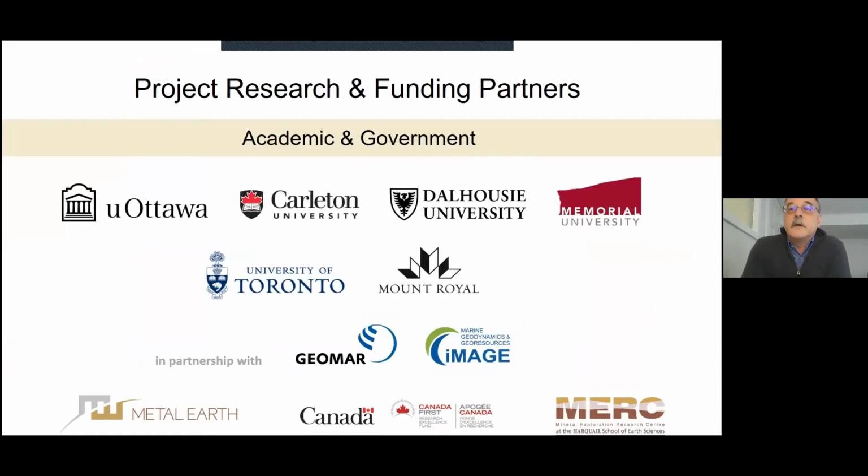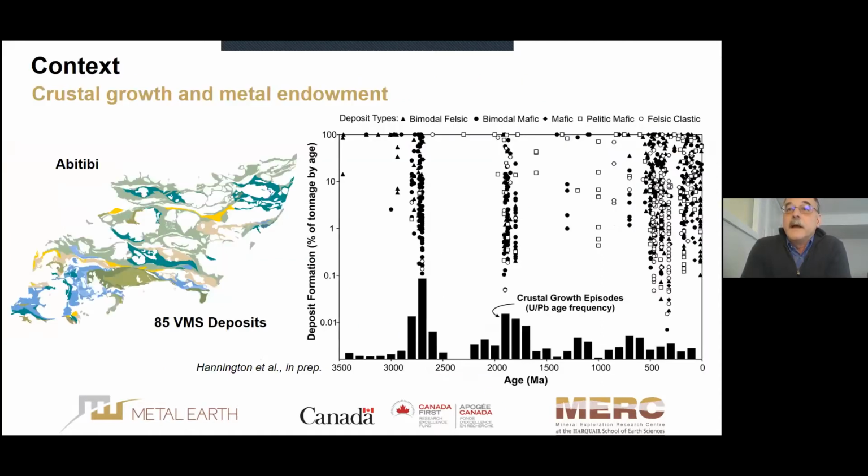modern tectonic settings. The project is massively leveraged because of the nature of some of the work that we do, in particular going to sea. And so in addition to Metal Earth as our primary partner, we are very closely allied with GEOMAR, which is the Helmholtz Centre for Ocean Research in Kiel, Germany. And more recently, we're working in an IMAGE-CREATE program, providing some of the critical training that is required to make some of these seafloor maps.